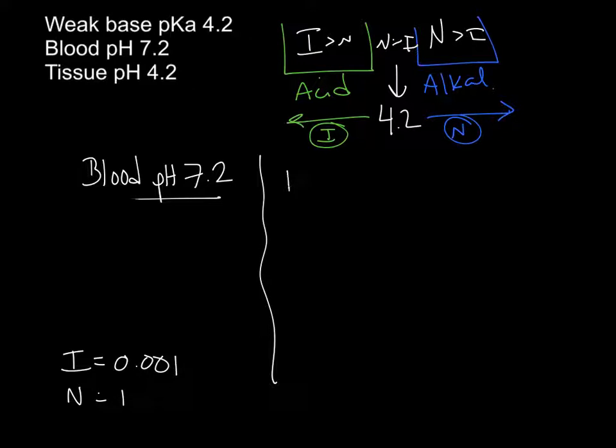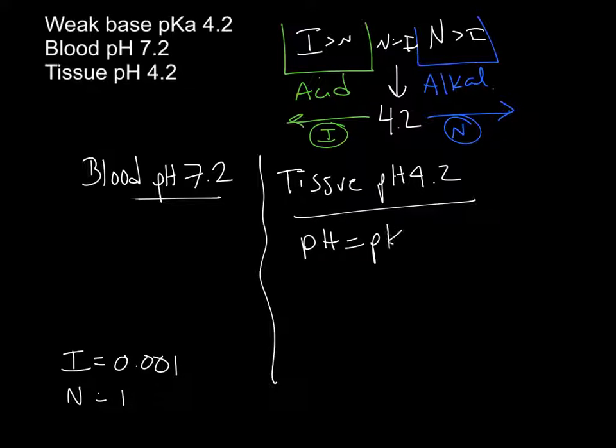On the other side of this membrane, we have a tissue that has a pH of 4.2. Before we go any further, I hope that you've noticed pH equals our pKa. That's a special scenario. So we don't have to do any calculation on this side. We know that when the pH equals the pKa, that 50% is going to be ionized and 50% is going to be non-ionized. Our N/I ratio is going to be 1:1. Just by definition, that's what we're dealing with. Now, here's the thing. So for every 1 I, we've got 1 N.